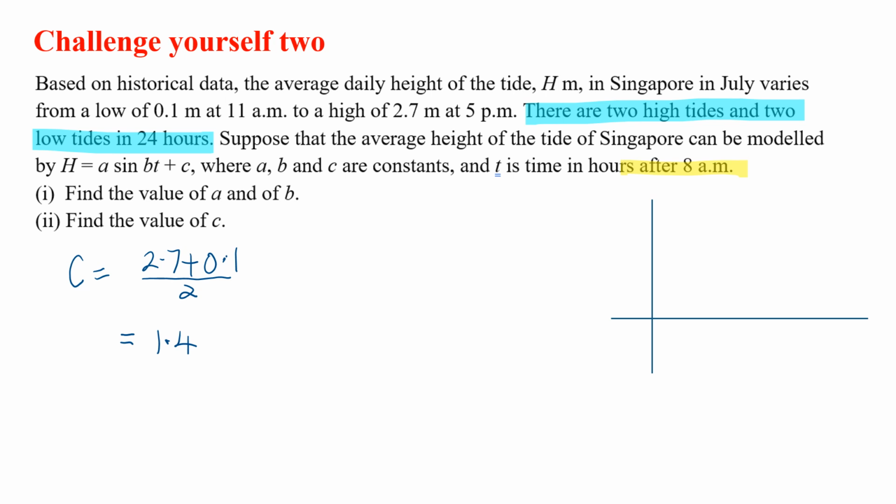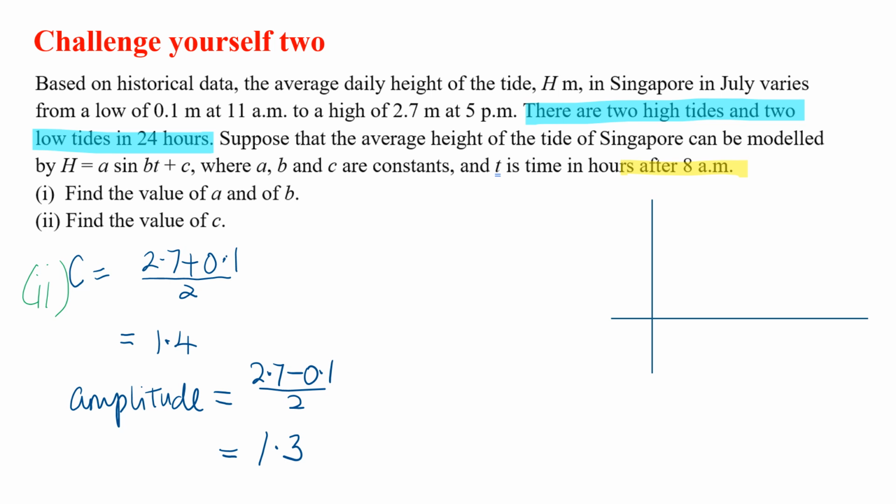Oh, that C is part 2. I actually do part 2 first, because in part 2 you are asked to find the value of C. So C is basically just the maximum Y plus minimum Y divided by 2. So that's your C. And amplitude, maximum Y minus minimum Y divided by 2, gives you 1.3. But the amplitude is positive. A can be negative or positive, right?